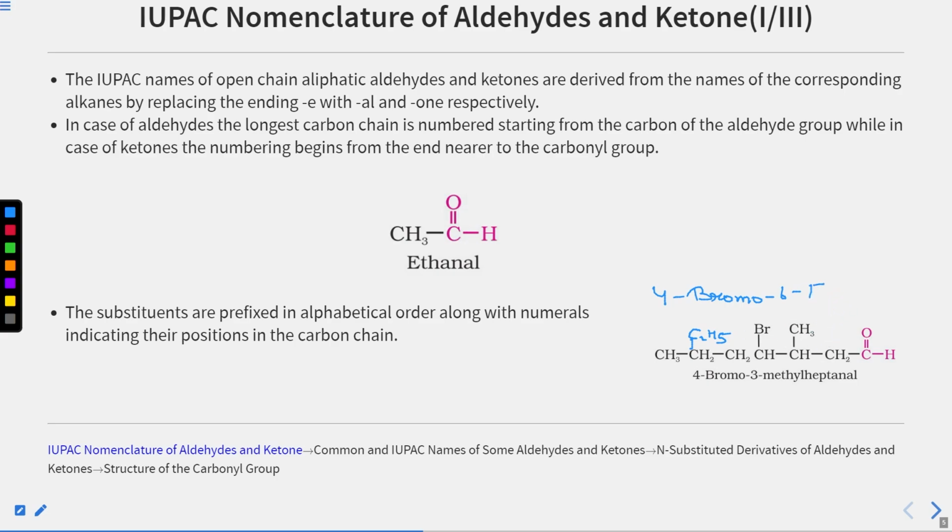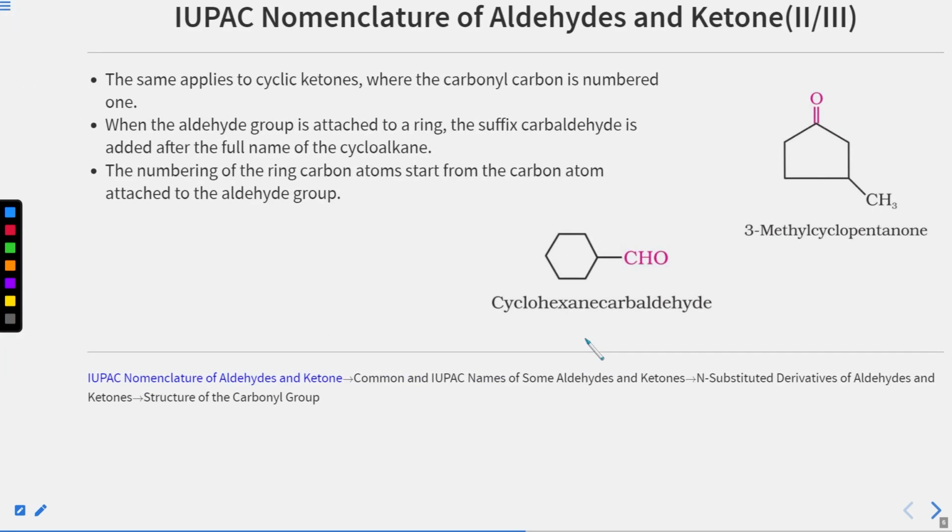So 4-bromo, 6-ethyl. Then we have 3-methyl. Then the rest of the name, that is heptanal. Clear? So you will follow this alphabetical order. Just be careful in writing this name because students make mistakes in these things. Okay, clear? So this is the nomenclature of a normal aliphatic chain which is substituted.